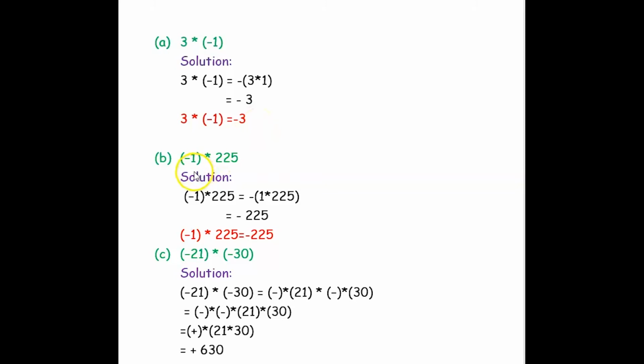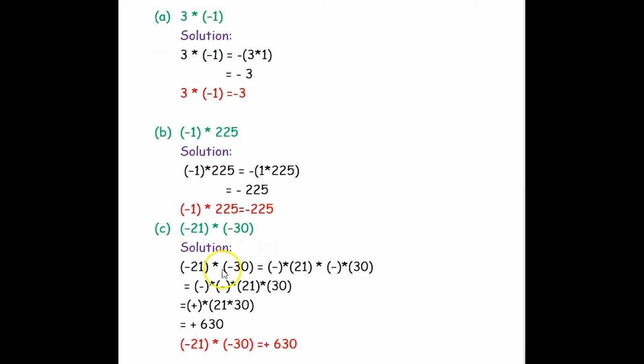Next question is negative 1 into 225. So, here also the same thing. Since we are multiplying with one negative integer, we can take the negative sign common and we can multiply the integers separately. So, I am taking the negative sign out and multiplying the integers 1 into 225. So, 1 into 225 is 225. Negative sign in the front. So, it is negative 225.